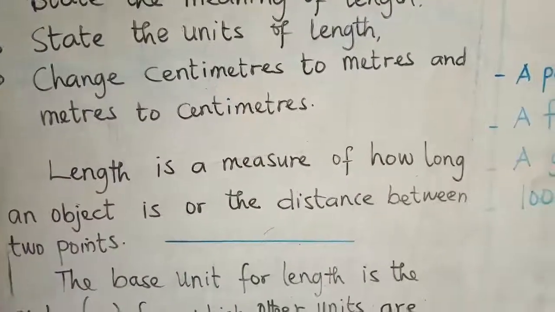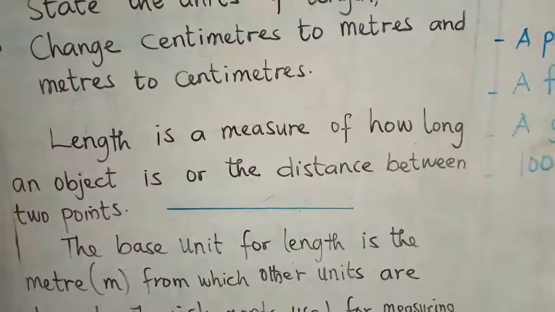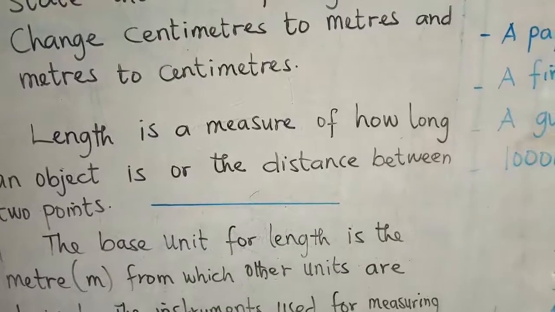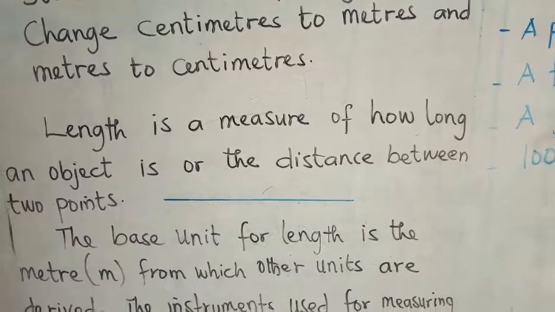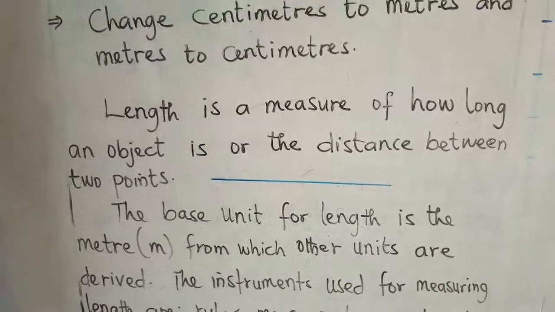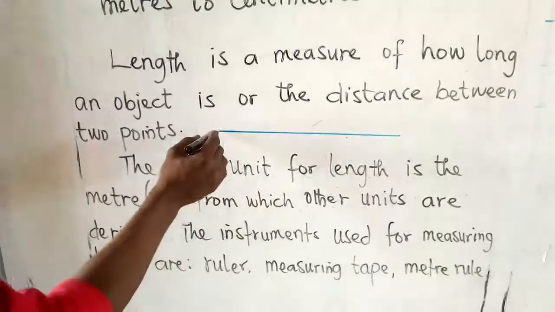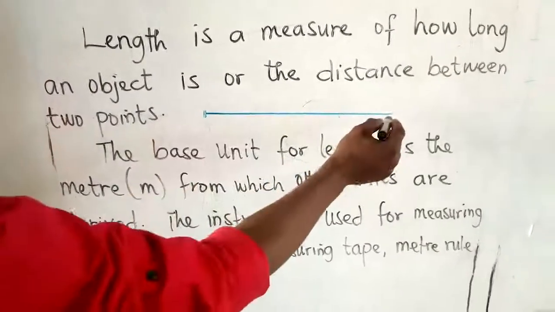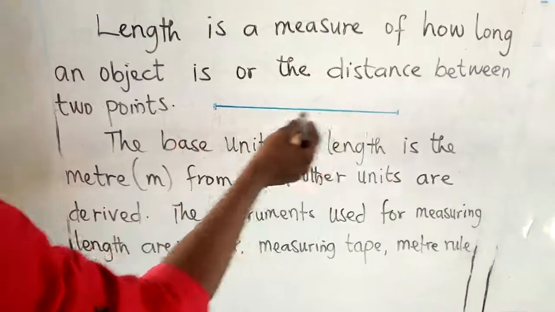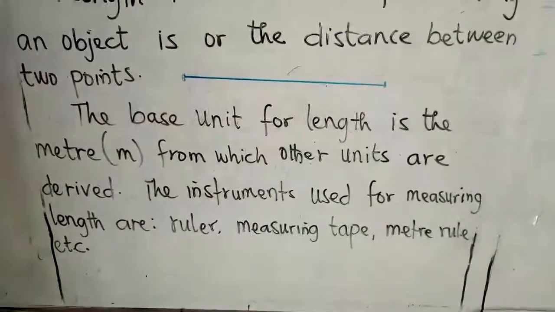Now, what is length? Length is a measure of how long an object is, or the distance between 2 points. Take this line, for instance. This is the beginning of the line and this is the ending part of it. So the distance between these 2 points is known as what? The measurement of this distance between these 2 points is known as length.